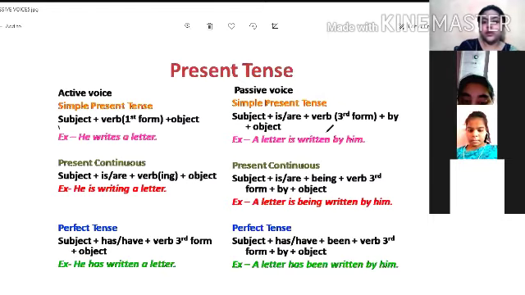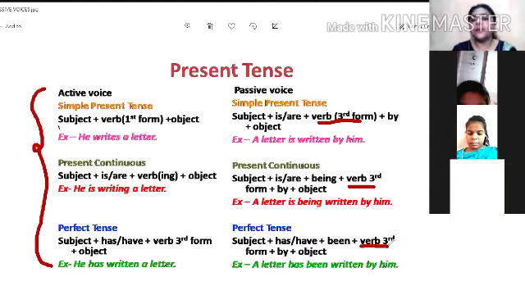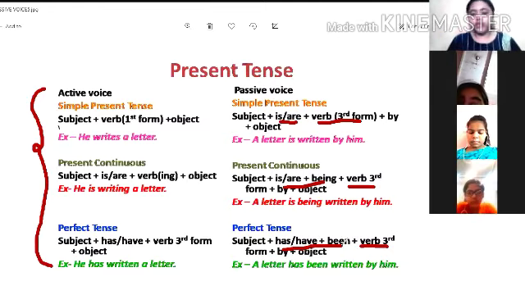What we can observe over here is that whichever subdivision there is of the present tense, we always use the third form of verb. In simple present the verb will be in third form, present continuous verb will be in third form, and in perfect tense also the verb will be in its third form only. So we are not changing the form of the verb. What we are doing is making changes in the helping verb. Here is or are, then here is or are plus being, has or have plus been. This is what you must keep in your mind.